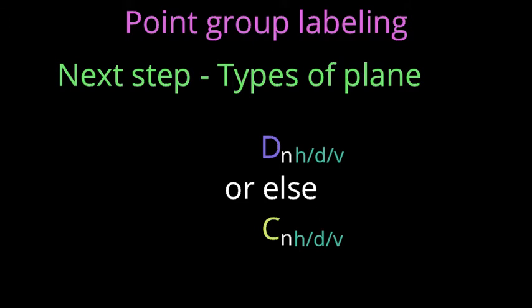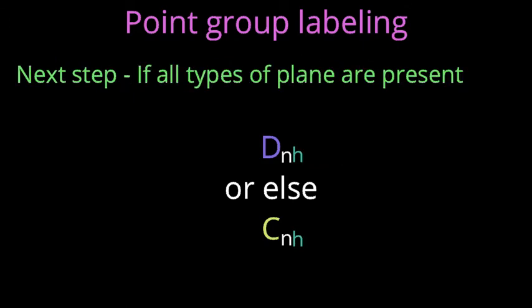Suppose all three kinds of planes are present, then you will label it as h, horizontal plane. If horizontal remains present, then there is no question. We need to mention h there. Where should we mention that? After the Cn or Dn that we found. There, h will follow that n. So it can be now Cnh or it can be Dnh.